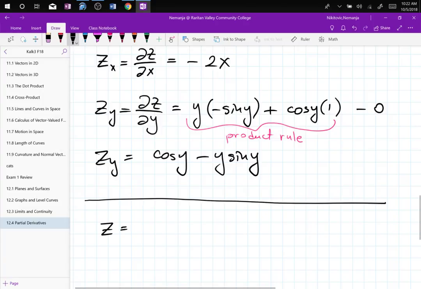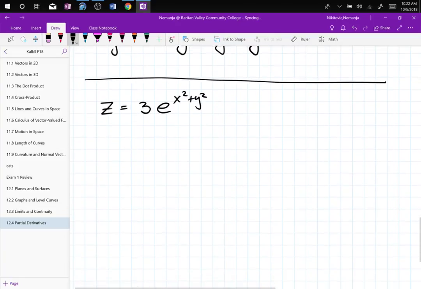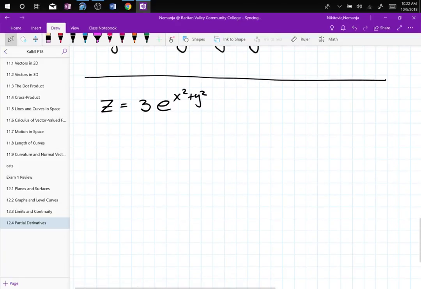More examples. The more we have, the better. One that is frequently floating about, 3e to the x squared plus y squared. Right? This is something that you should definitely see on one of your homework assignments or so on.